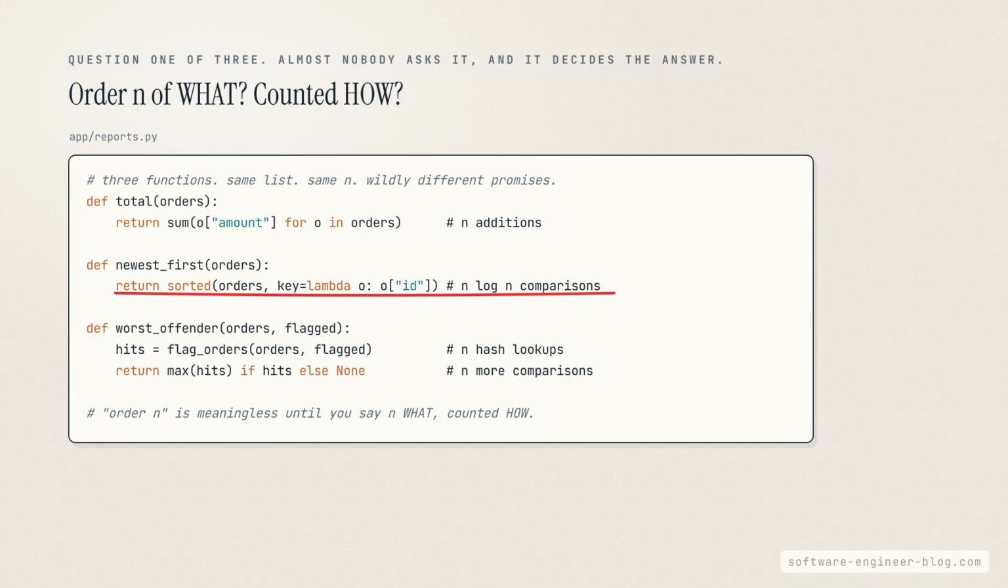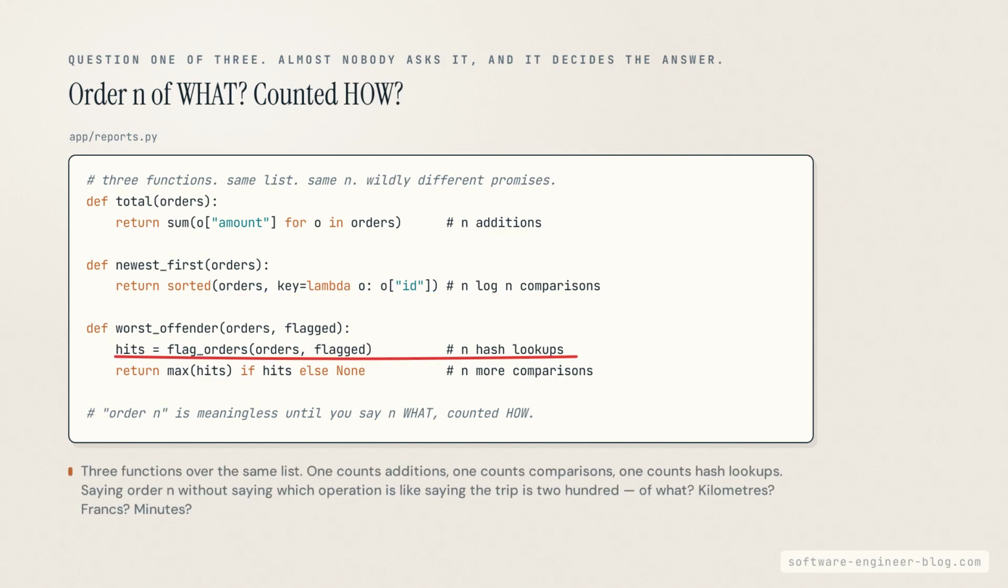The third finds the worst offender. It does n hash lookups and then n more comparisons. Same list, same n, completely different promises. Saying order n without saying which operation is like telling somebody the trip is 200. 200 what? Kilometers? Francs? Minutes? The number means nothing until you say what you counted.